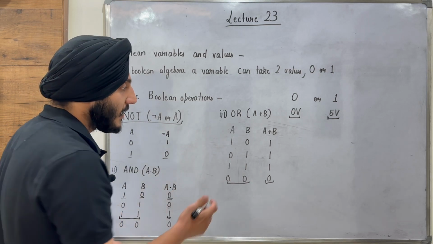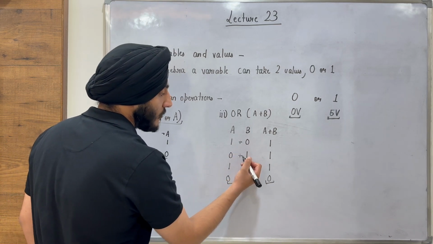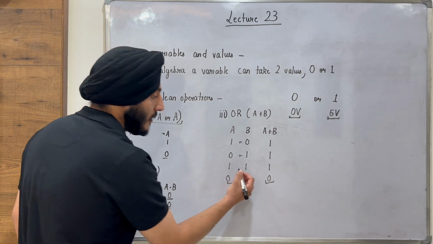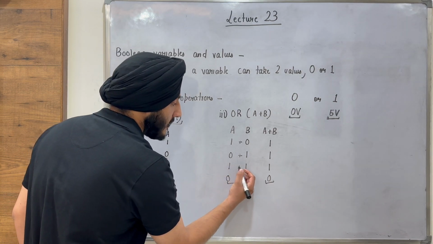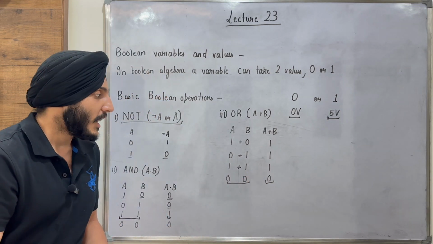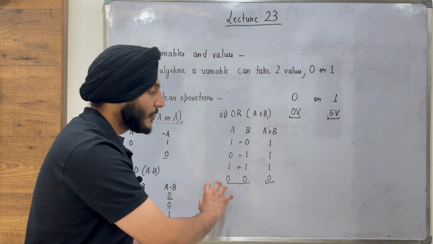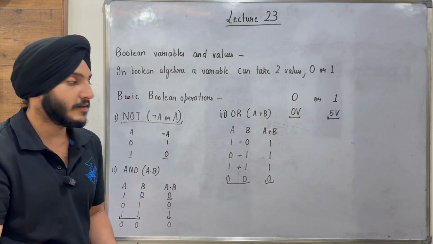If you think about it, even if you try to add the values, 1 plus 0 is 1, 0 plus 1 is 1, and in Boolean algebra it's very important to understand that 1 plus 1 is also considered to be 1. So if you get confused, don't write this as 2 over here. This is actually going to be 1 in the case of Boolean algebra.